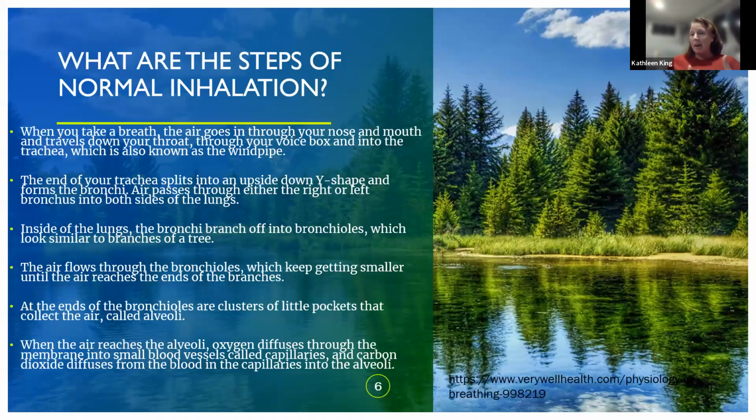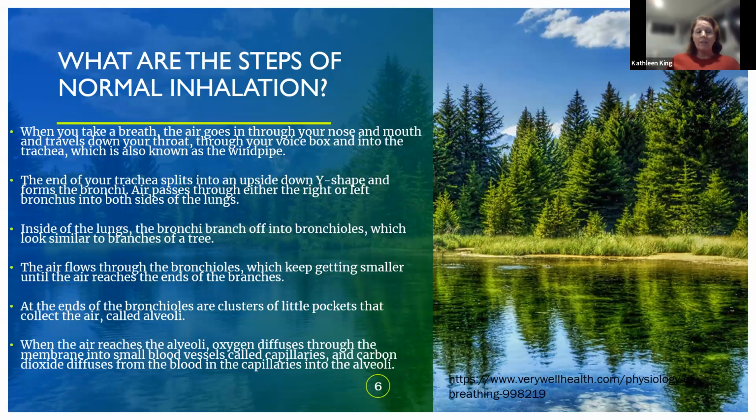Okay, steps of normal inhalation. That's breathing in, right? When you take a breath, the air goes in through your nose and mouth, travels down your throat, through your voice box, into the trachea, also known as the windpipe. At the end of the trachea, it splits into an upside down Y, and that forms the bronchi, right? The bronchus, the big tubes. And they either go to the right or the left.